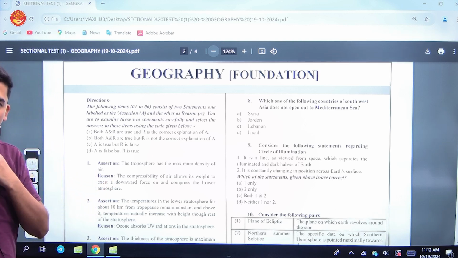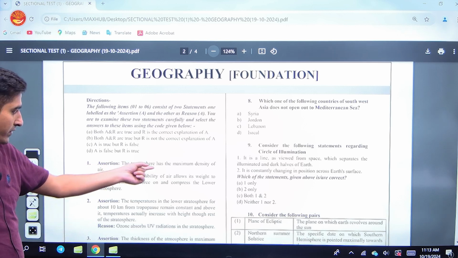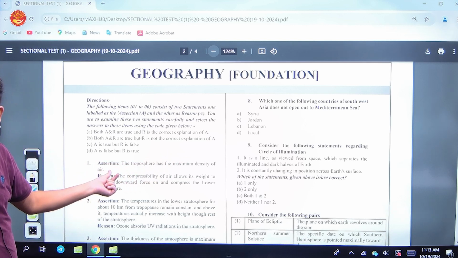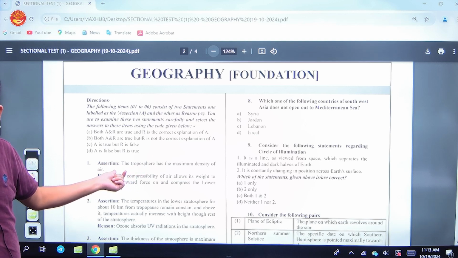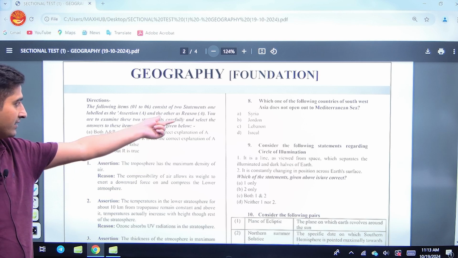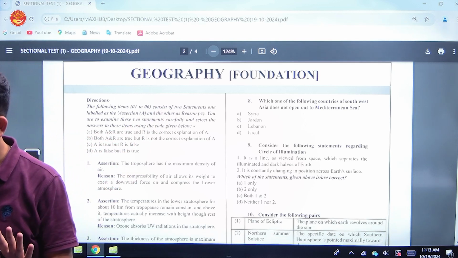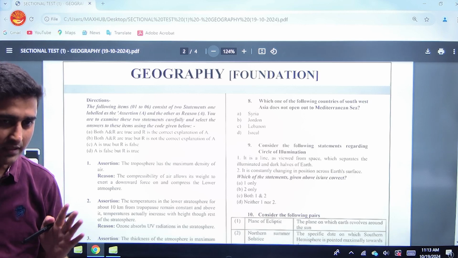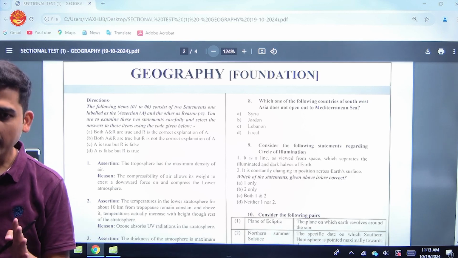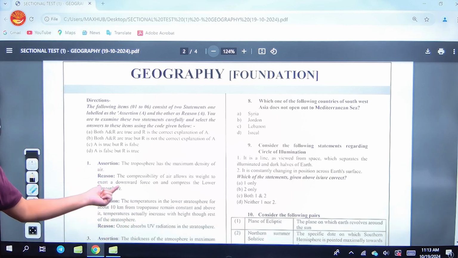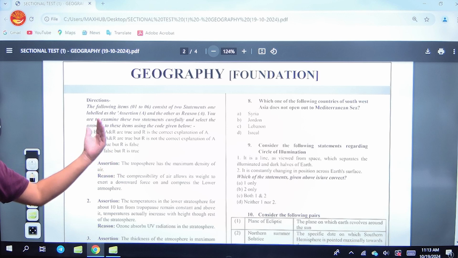Like question 1, there will be two statements, one labeled as the assertion, like you see: the troposphere has the maximum density of air. This is the assertion, whatever has been stated. The other statement acts as the reason, that is the reason for that statement.